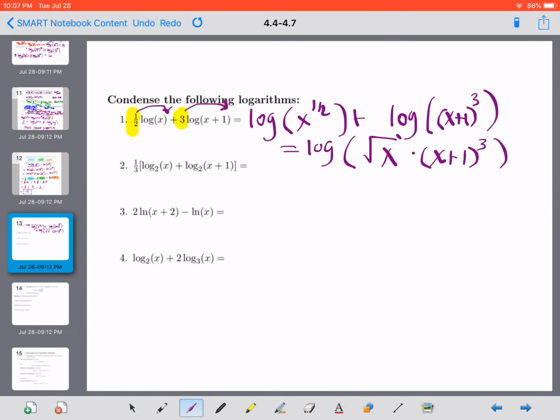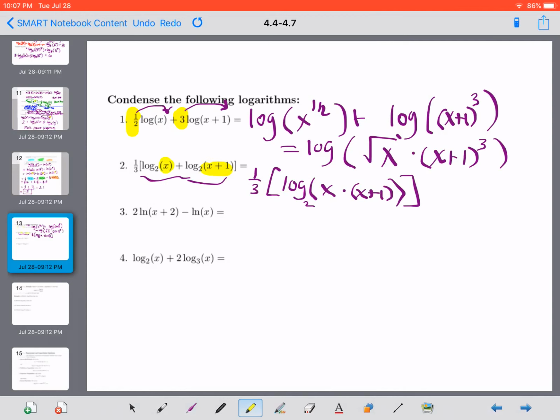This time we have a 1/3 on the outside, and then inside brackets we have log base 2 of x plus log base 2 of x plus 1. So what I'm going to do first is use that product property, the multiplication property, to combine the inside into one single log. So we'll have 1/3 on the outside, and then inside, addition on the outside is multiplication on the inside. So this will be log base 2 of x times x plus 1, because we take whatever's on the inside and multiply them together.